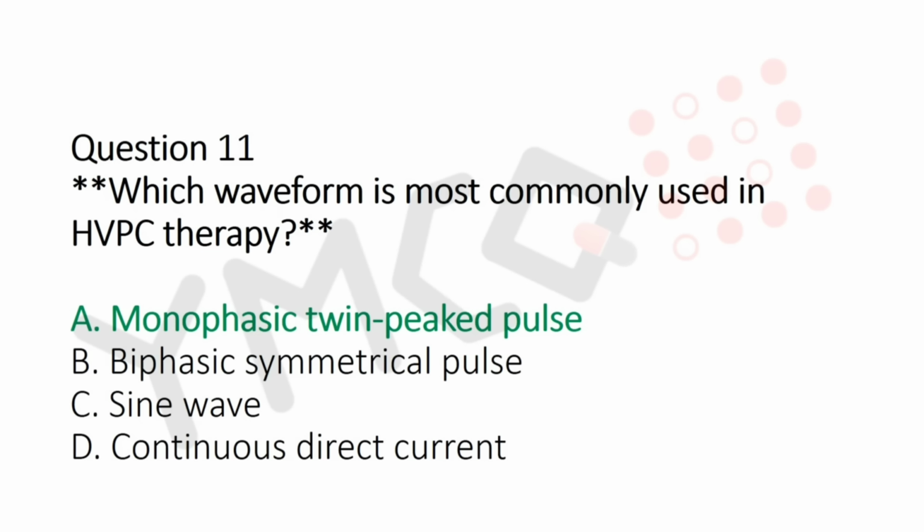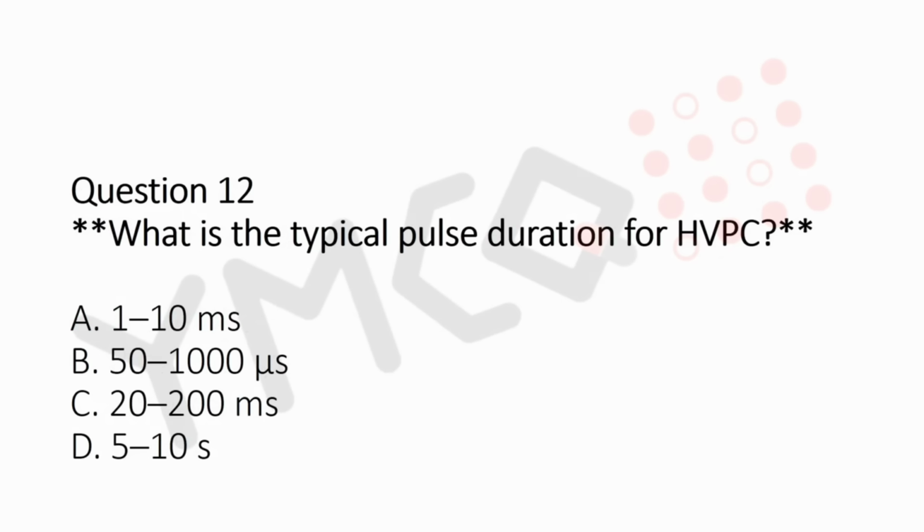Now let's move to question number 12. What is the typical pulse duration for HVPC? Option A, 1 to 10 milliseconds. Option B, 50 to 1000 microseconds. Option C, 20 to 200 milliseconds. Option D, 5 to 10 seconds. And the answer is option B, 50 to 1000 microseconds.